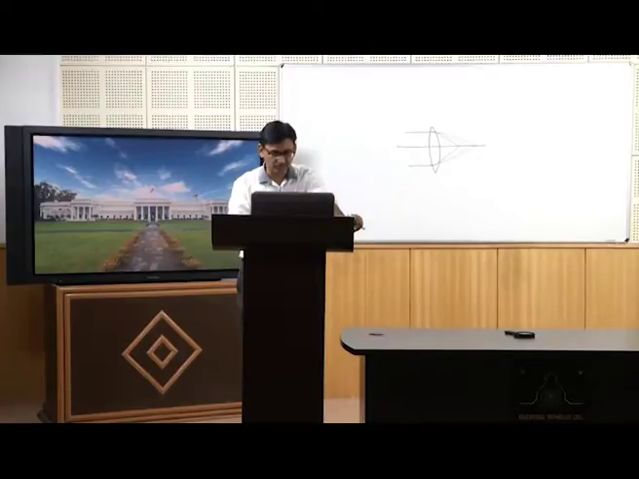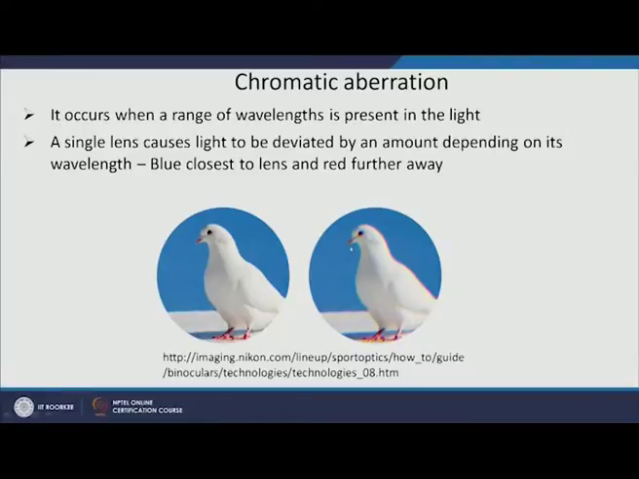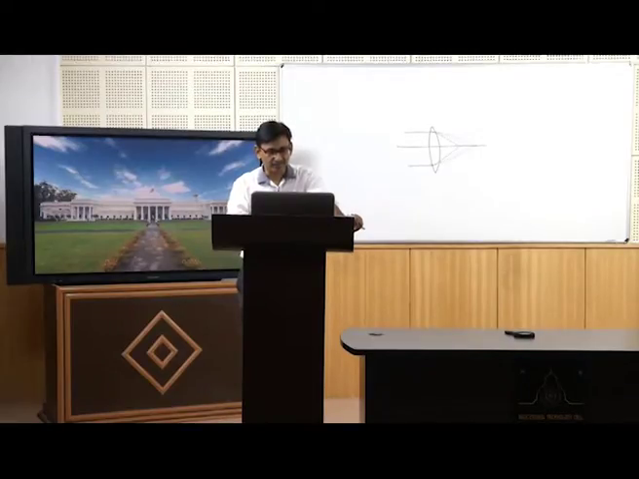You can see in these two images, this one is very clear, it does not have that problem, and this one has the problem, and you cannot see features. For example, if you want to see the sharpness of the beak of this particular pigeon, it is not clear, whereas in this case it is very clear. So, this is the chromatic aberration, usually because of the multiple or range of wavelengths if you use in visible light.